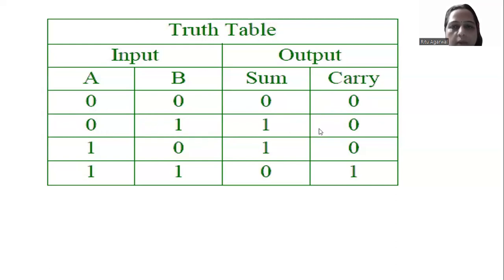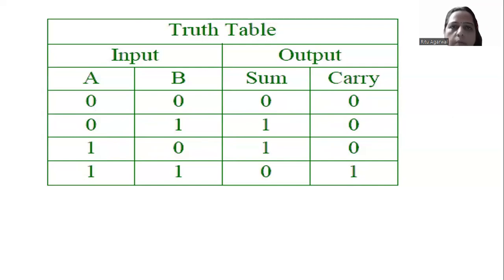0 and 1 will give 0. 1 and 0 will give 0. And 1 and 1 will give 1. So this will be the truth table, which gives us the sum and carry of the two input variables with the help of half adder. So this is all about half adder.